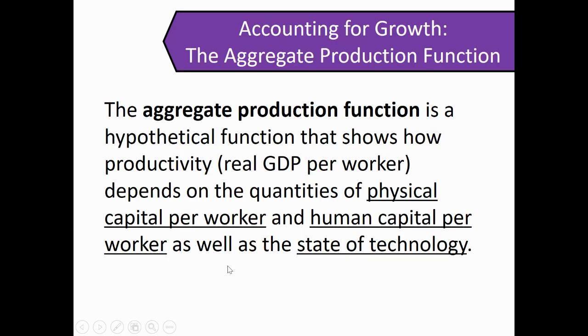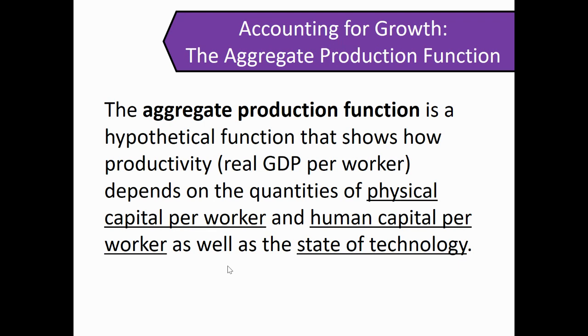So we have this thing called accounting for growth, the aggregate production function. It's this hypothetical function that shows how productivity, or real GDP per worker, depends upon three things: the amount of physical capital that is available for each worker, how much human capital each worker has, and then the overall technological advancements happening in a particular country also play a huge role in their overall production. So we'll take a look at that.